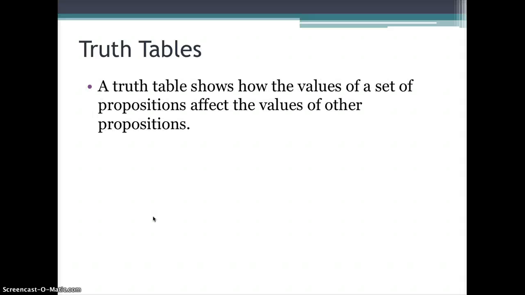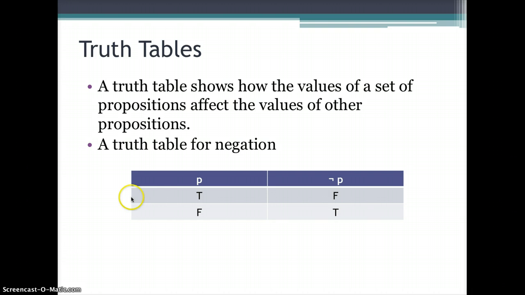Okay, sometimes we're going to use truth tables. So here's another vocabulary. A truth table shows how the values of a set of propositions affect the values of other propositions. A truth table for negation will look like this. So you have your propositions here. If your proposition is true, when you negate it, it becomes false. So the negation of P becomes false.